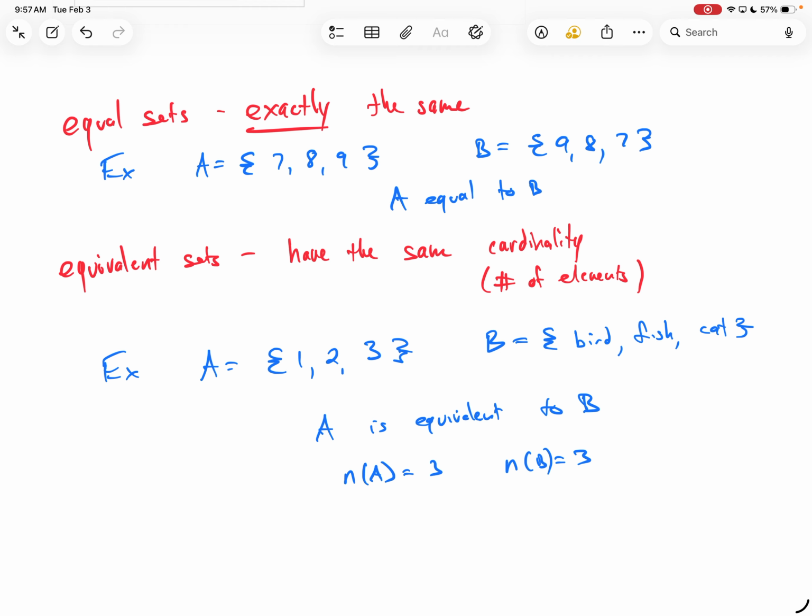Okay? So equal, like I said, it's kind of a duh. They got to be exactly the same. Whereas equivalent, they are equivalent if they have the same cardinalities. Okay. I think this goes a lot deeper in math than we'll go, but you'd use that for a lot of different reasons. You can map them and do all sorts of different things if they have the same cardinality.